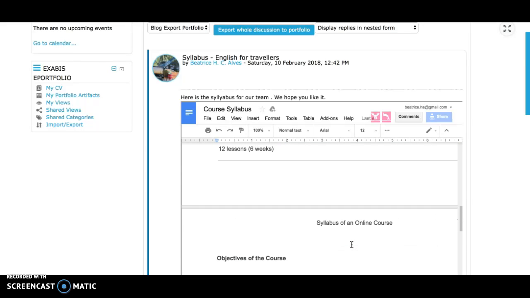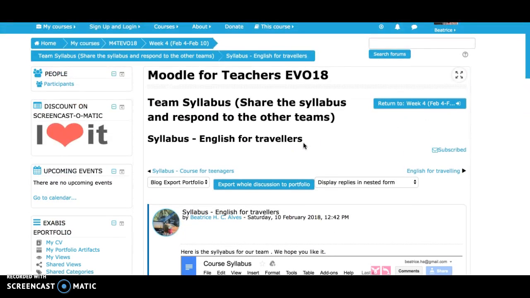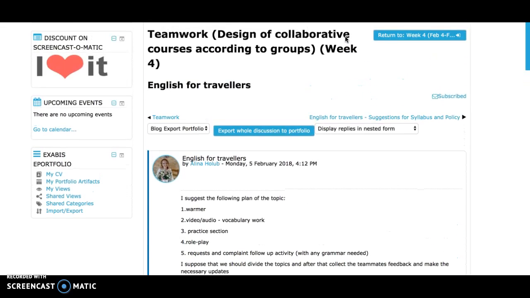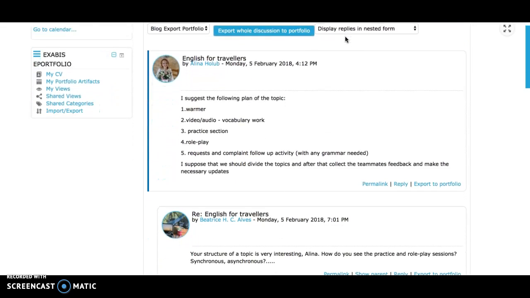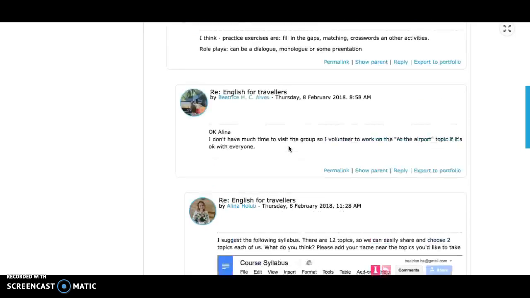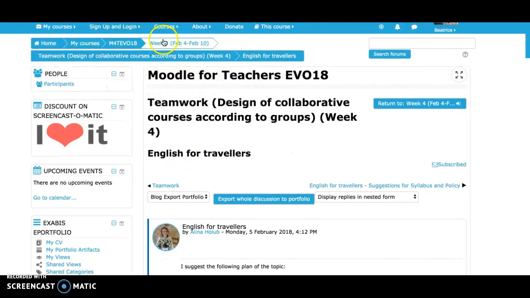Once the syllabus was, well, not completely established, we also had a discussion on the structure of each topic, what each topic should be designed as, and so we came up with a structure of warm-up, then an introduction based on a video or an audio and working on vocabulary, followed by some practice section, then a role play, and then follow-up activities.